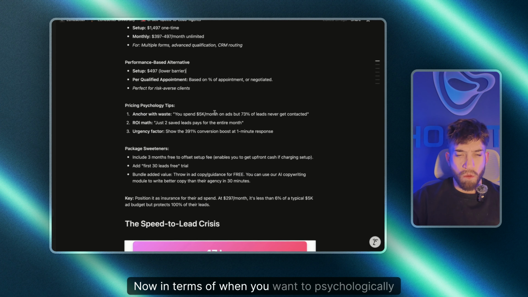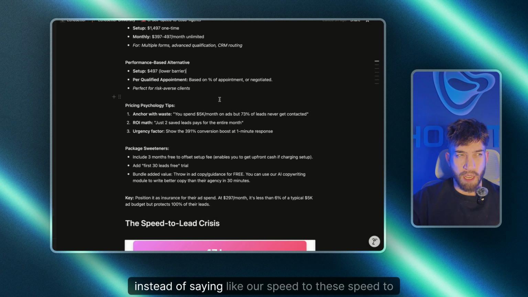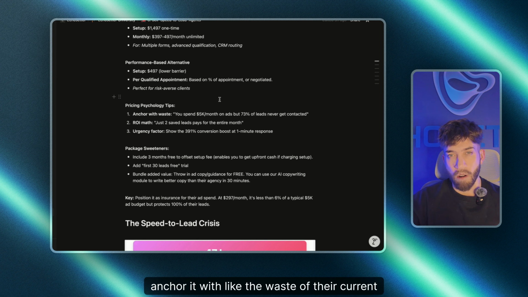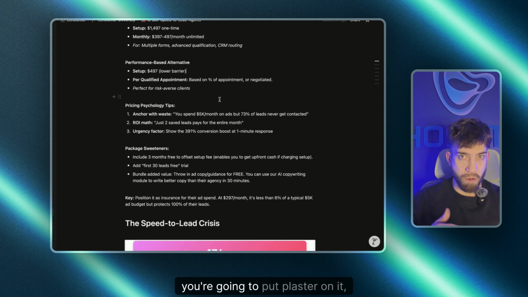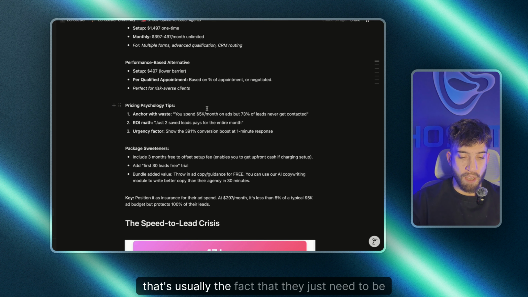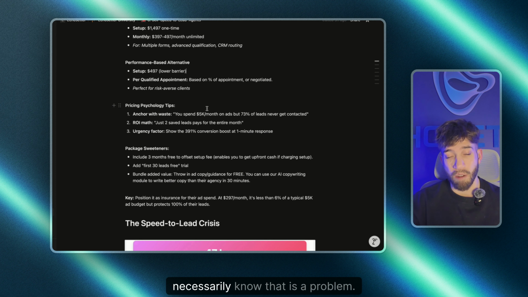Now, in terms of when you want to psychologically nail them, instead of just saying speed to lead, you can anchor it with the waste of their current effort. If someone's bleeding, you're going to want to put a plaster on it. Otherwise it's like, wait for it to bleed out, carry on, who cares? They usually just need to be educated that it is a problem, because they don't necessarily know that it is.